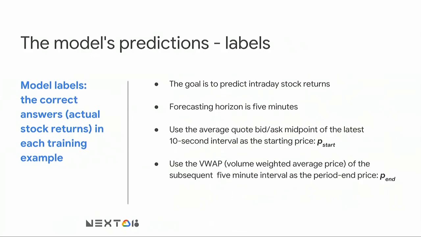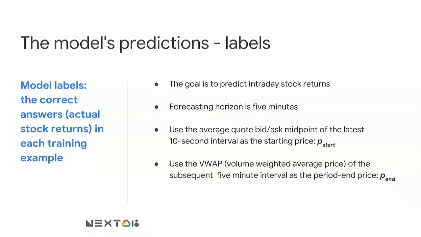OK, so what are going to be our labels? How do we construct the labels, predictions? So our goal is to predict intraday returns for a 5-minute horizon. And for this, we need to define the starting price and the final price, the end price. For the starting price, we're going to be using the average bid-ask midpoint for the current 10-second interval. And for the final price, we're going to be using 5-minute volume-weighted average price, or VWAP, for the 5-minute interval subsequent to the current point in time.